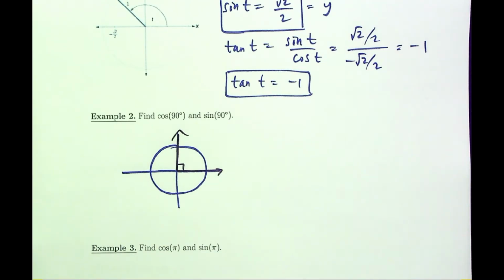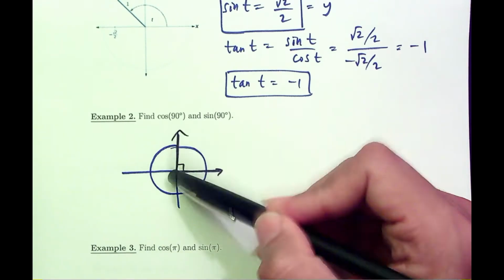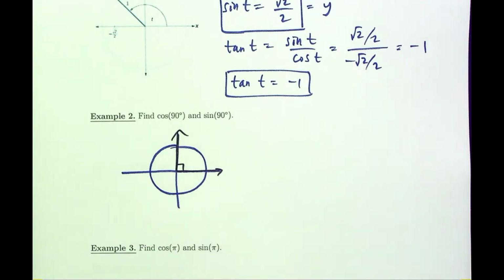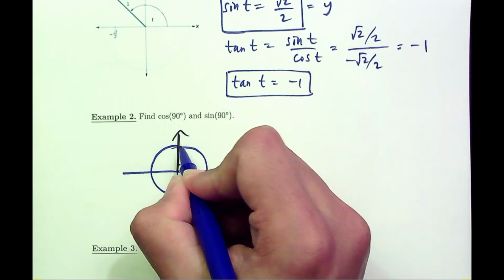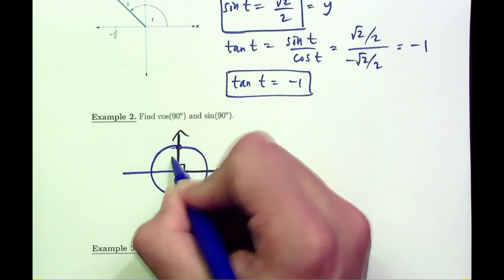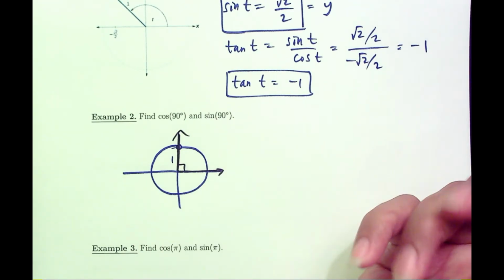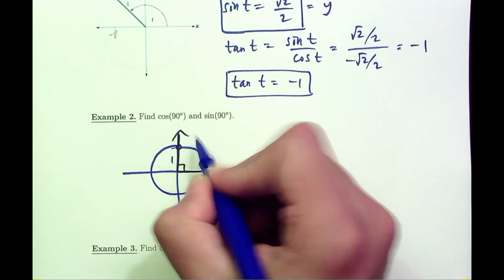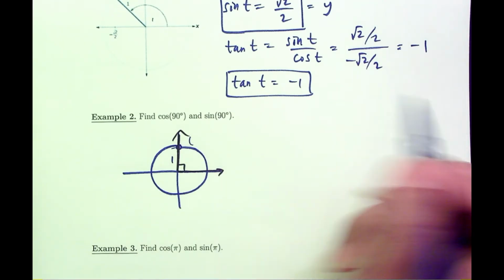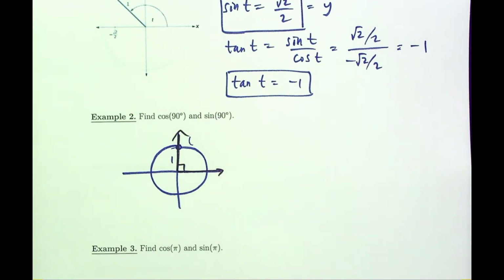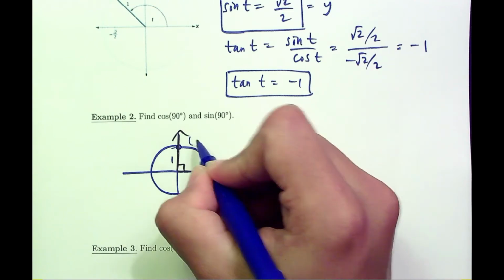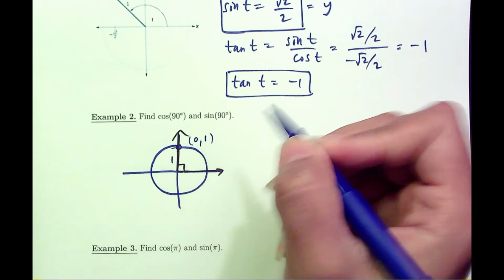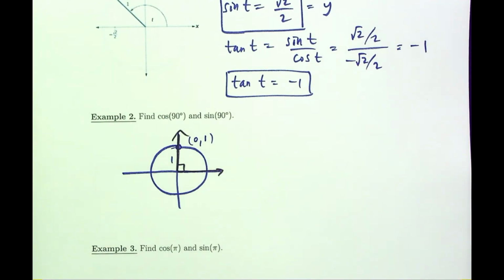The point on the unit circle that is the intersection of the terminal side of that angle and the unit circle is this point right here. And remember that the unit circle has radius 1, so that distance right there is 1. So what are the coordinates of that point? The coordinates of that point should be 0, 1. If you said that, then you're right.